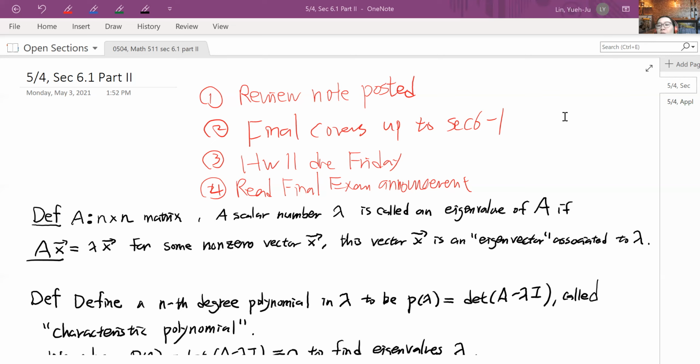And for the final exam, it's comprehensive, meaning that I'm going to cover everything we learned from this semester. But as I mentioned in the announcement as well, I'm going to focus on the new material, in the sense that at least 50% of the exam problems will come from the new sections, which I listed there. It's going to be up to section 6.1.